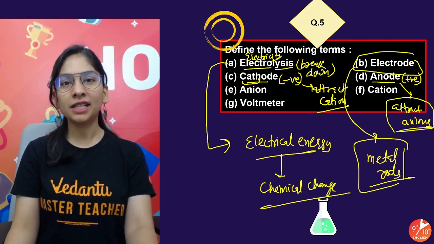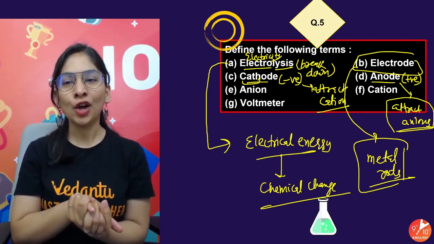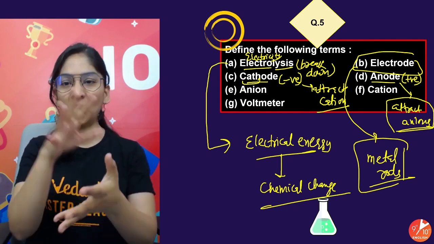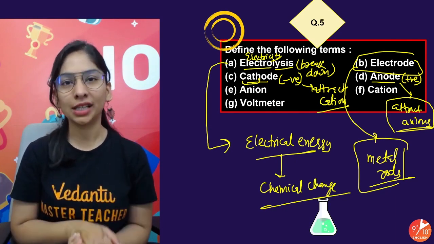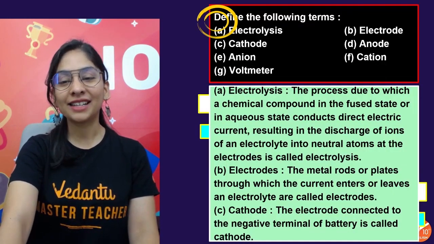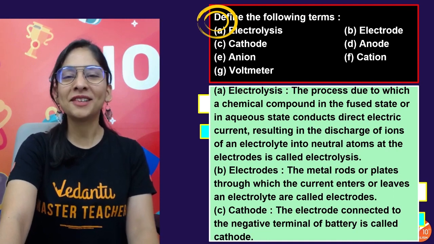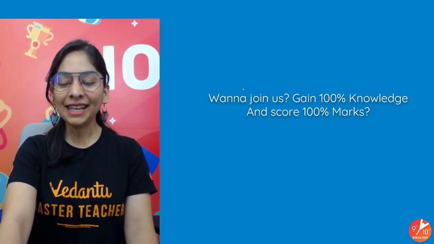And what is voltameter? Voltameter is that vessel, the glass vessel that we are taking for performing electrolysis with all of the things that I have told you till now. So with the help of this, I think all of this part is super duper clear. Okay, everyone, let's move ahead.